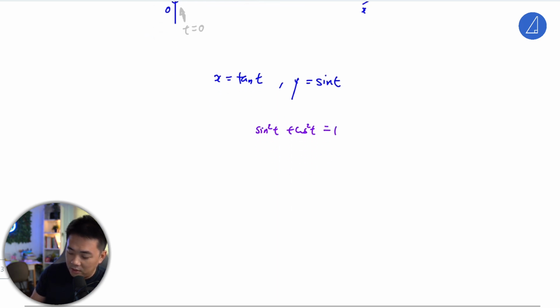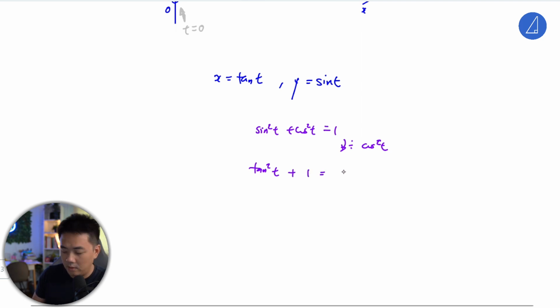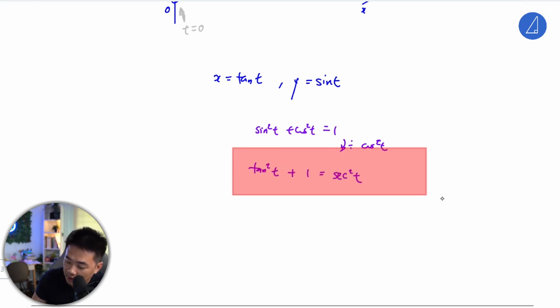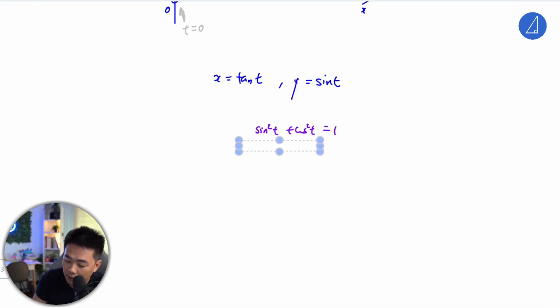Then if you want tangent and sine, just divide this by cosine square t. That will give us tangent square t plus 1 equals secant square t. Okay, great. So this is secant square, so this will not work. What should we do next? The thing is, you want to get rid of t. How would you do it?